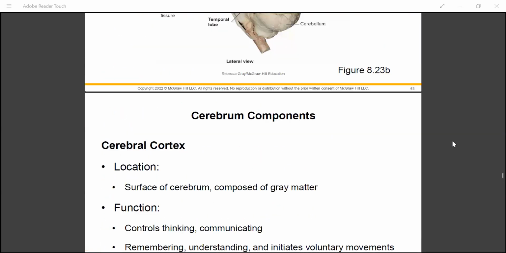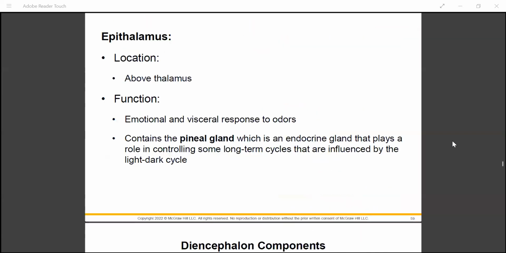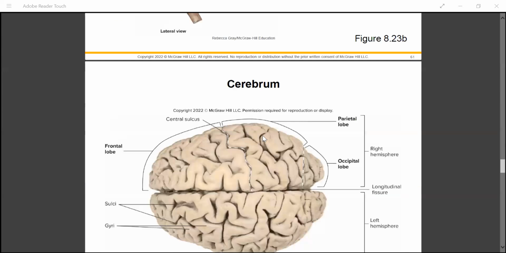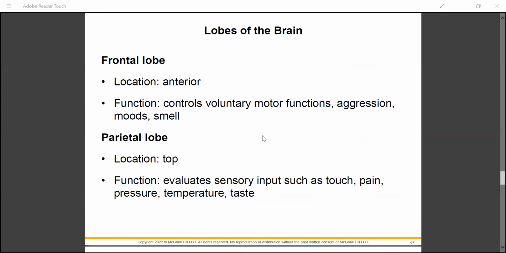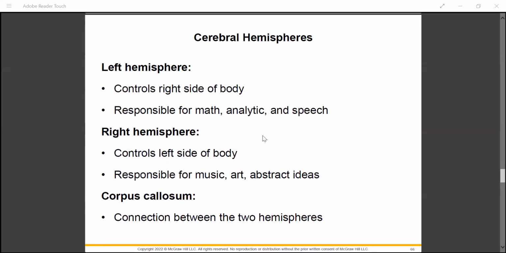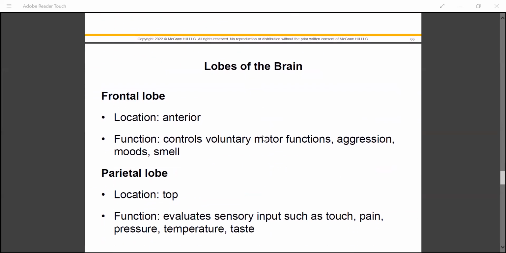So if I went back up to this picture, our corpus callosum would be right in this center to connect the two halves. Okay, so our corpus callosum, that's a lot of axons that connect our two halves.